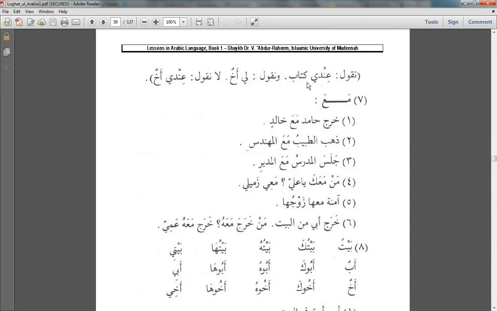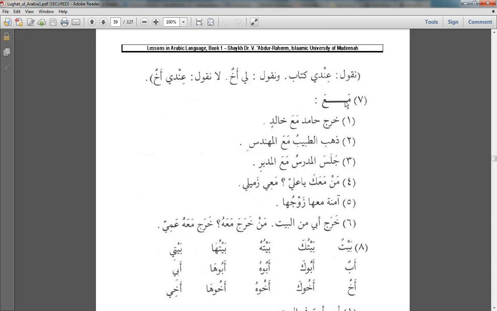نقول عندي كتاب ونقول لي أخ لا نقول عندي أخ. And this is basically the rule that they are telling you, that we would say عندي كتاب, I have a book. And why? Because a book can be separated from a person. ونقول لي أخ, and we would say لي أخ, I have a brother. We don't say عندي أخ, because لي is used for inseparable things like relationships.